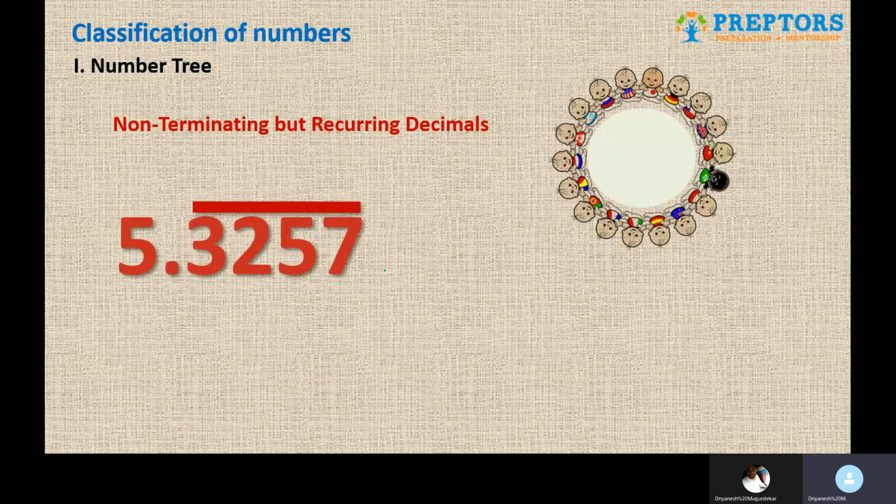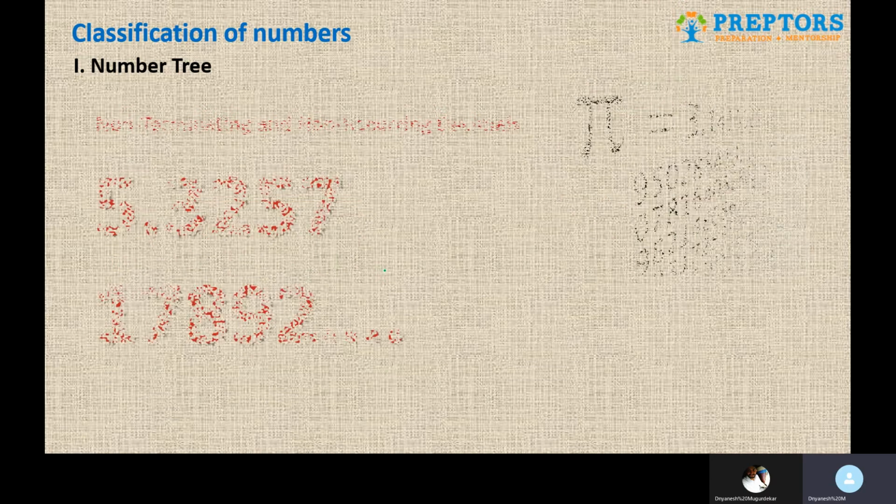For example, this one, 5.3257 bar, meaning 3257, 3257, 3257 will come one after another an infinite number of times, and that is the meaning of recurring decimal. One particular digit or a pattern of digits will keep on repeating infinitely. That is recurring decimals.